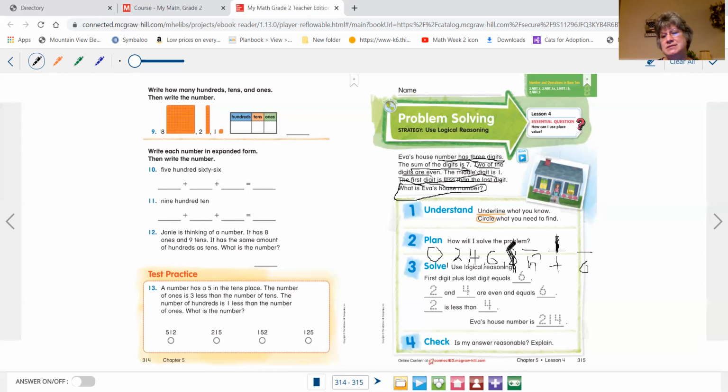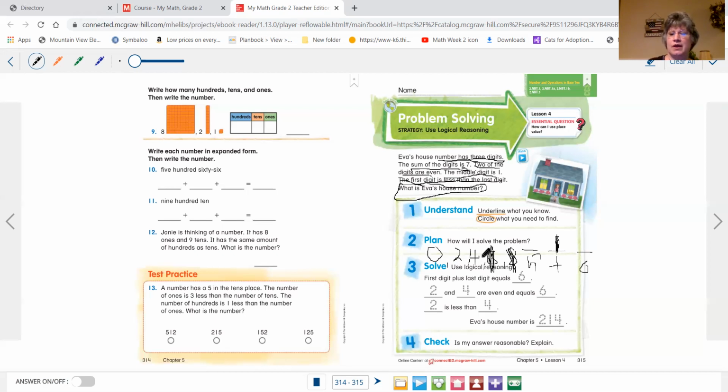6. If I add 6 and 1, I already have 7. That's probably not going to be it, is it? Because we know that the first digit's less than the last digit. So we're going to mark through that. Notice what that leaves us with, 0, 2, and 4.